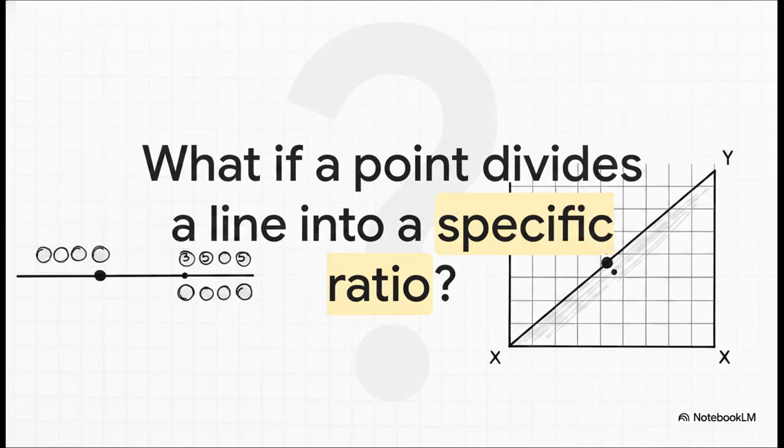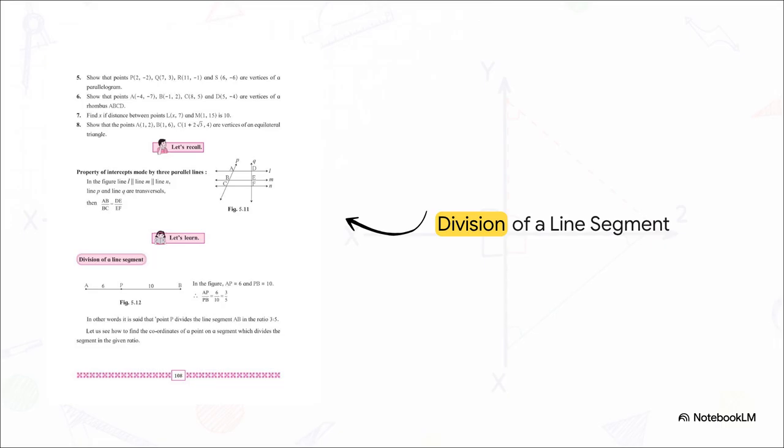So far, we've completely mastered calculating total distances and finding exact equidistant points. But I want to leave you with a real puzzle to ponder. What if a new point breaks a line segment into a specific mathematical ratio, say a 3:5 ratio, rather than just cutting it exactly in half? How on earth would we find the coordinates of that specific point? This intriguing question brings us to the concept of the division of a line segment, where our point P is dividing segment AB in a 3:5 ratio.